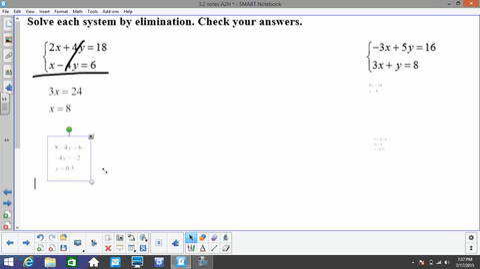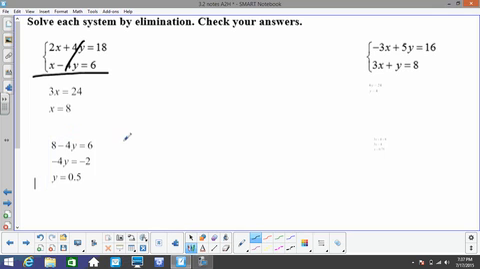And then you just take that, and it doesn't really matter which one. You're going to take that 8 and substitute it into one of the other equations. Looks like I did the bottom equation here and got 8 minus 4y equals 6. Solve for y. And as always, we want to make sure that we give our answer as an ordered pair. 8, and y I could either write as a fraction, 1/2, or 0.5.